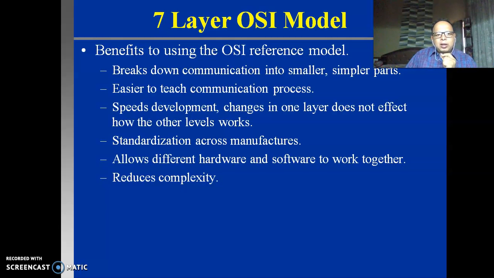The third benefit is that it speeds up development. Changes in one layer do not affect how the other layers work. By way of the OSI model, all the steps pertaining to one layer have been identified and confined to that particular layer. So if you want to speed up development, you can concentrate on that particular layer, so that the functionality of other layers remains unaffected.